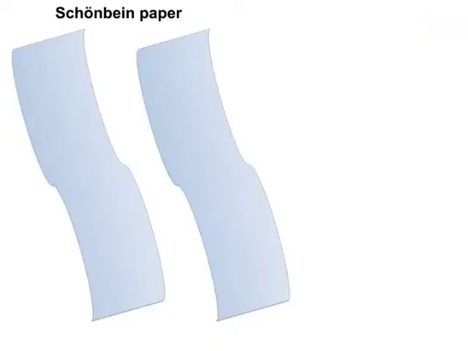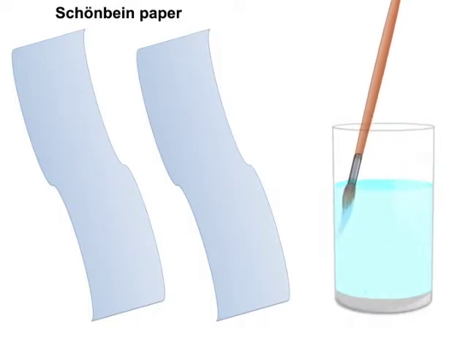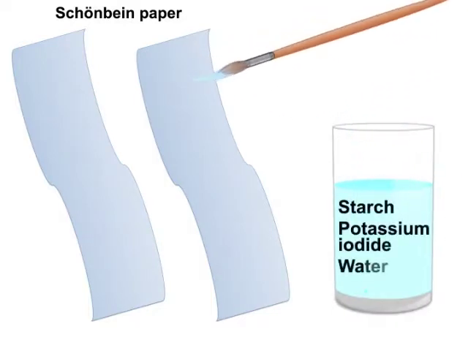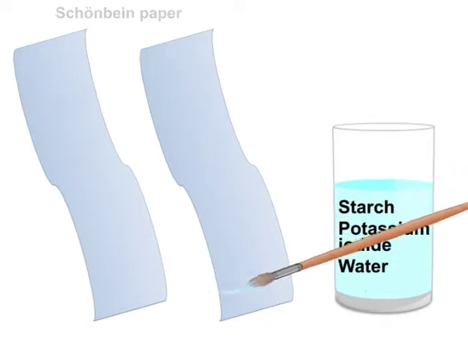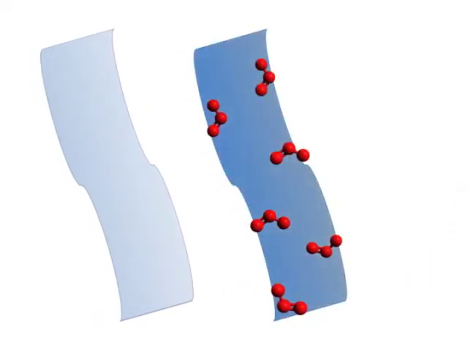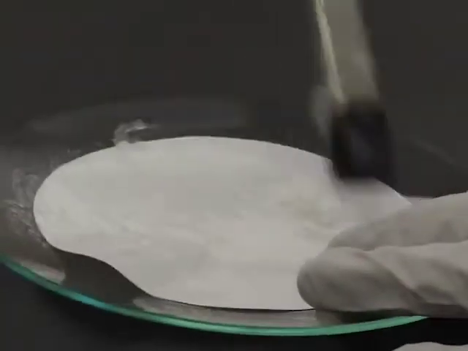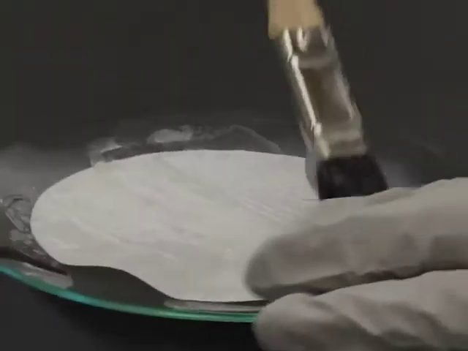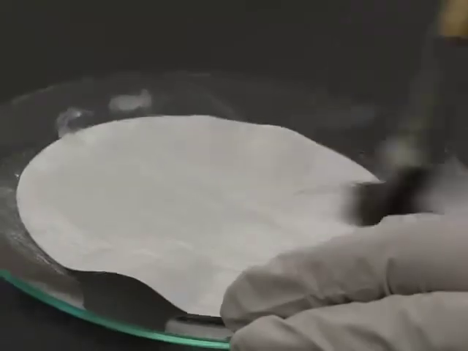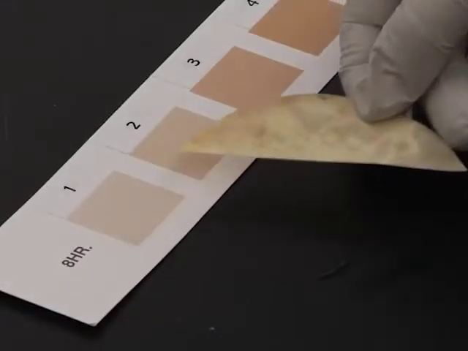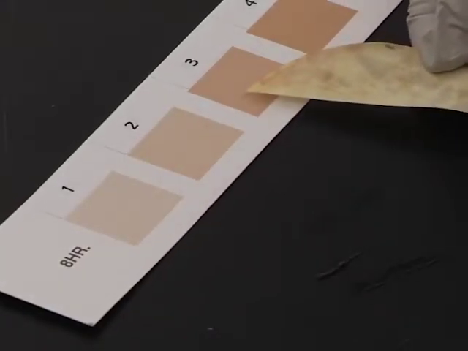Ozone presence in the troposphere can be quantified using Schoenbein paper, a mixture of starch, potassium iodide, and water spread on filter paper. Once dry, the paper changes color in the presence of ozone. This video will illustrate the process of making Schoenbein paper, placing and reading test strips, and quantifying ozone levels using the Schoenbein color scale.